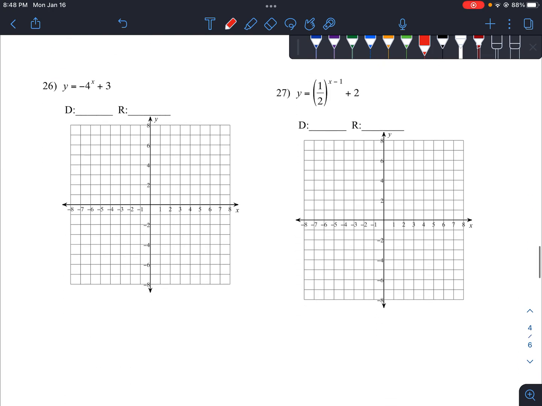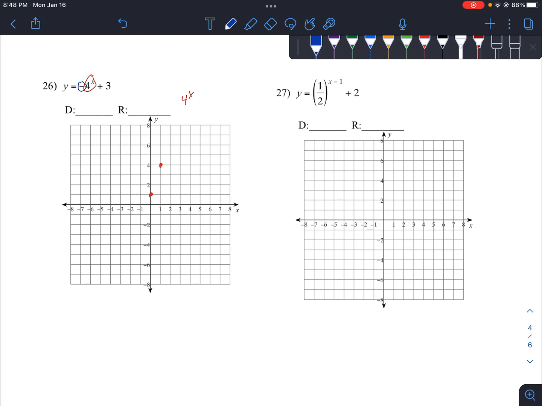Alright, for 26. So this one has a base 4. Okay. It's also negative. Since it's negative on the outside, that's going to be a reflection over the x-axis. And then plus 3. So let's just start with 4 to the x. 4 to the x, again, 0, 1, always. And then 1, 4, since the base is 4. So those are going to be the first points of the function, just like that. But the function is going to be reflected over the x-axis.